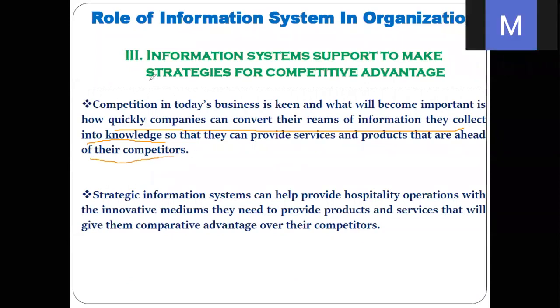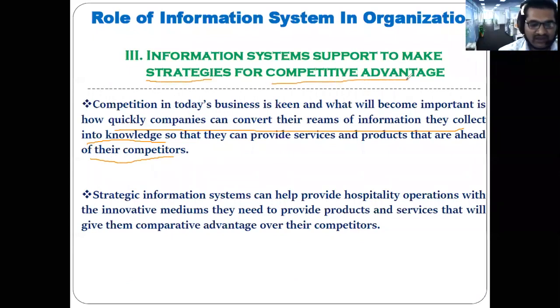Samsung. Definitely Samsung can make the product ahead of their competitors, correct or not? Yes, sir. Means what? Samsung can make strategies which can give them the competitive advantage ahead of Oppo. And that is nothing but the information system supporting to make various kinds of strategies for competitive advantage. Yes or no? So like this, there are various ways using which strategies for competitive advantage can be made. Now specifically, this kind of strategic information system can help in the hospitality operations.